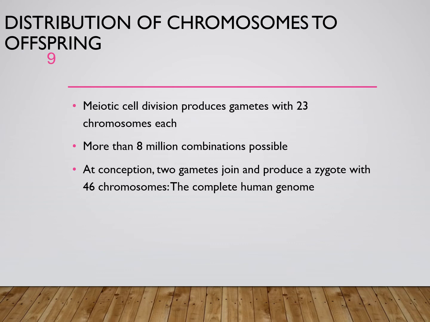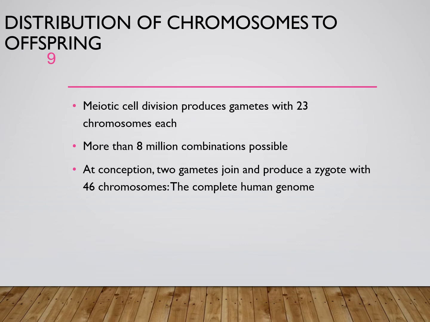But with meiosis, there are more than 8 million combinations possible. And this has to do with something called genetic variation. And we're going to get into that in a minute. But gametes divide by a different process so that we can get this genetic variation. And that's why, unless you're an identical twin, you're going to have a unique genetic makeup because of this genetic variation.